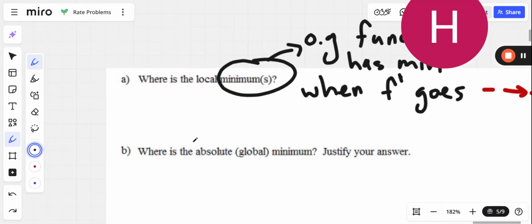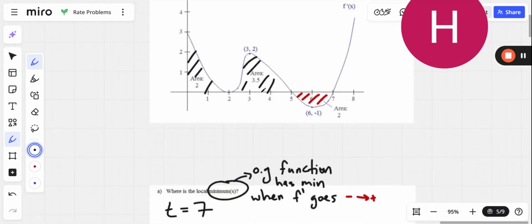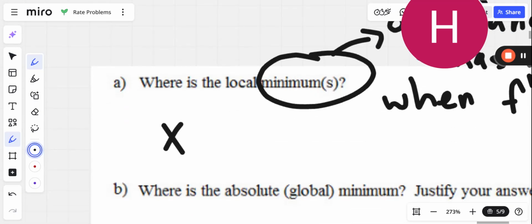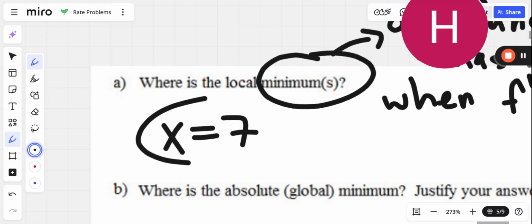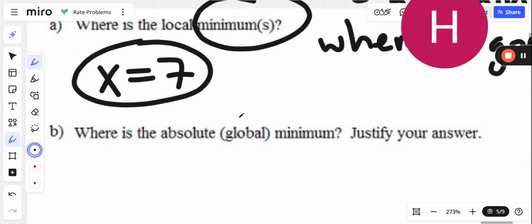So we're going to say at t equals 7. I don't know if there's no time associated, so we can just say when x equals 7. Where is it at? It's when x equals 7. Now, if they want us to find what it is, they will say what is the minimum rather than where.